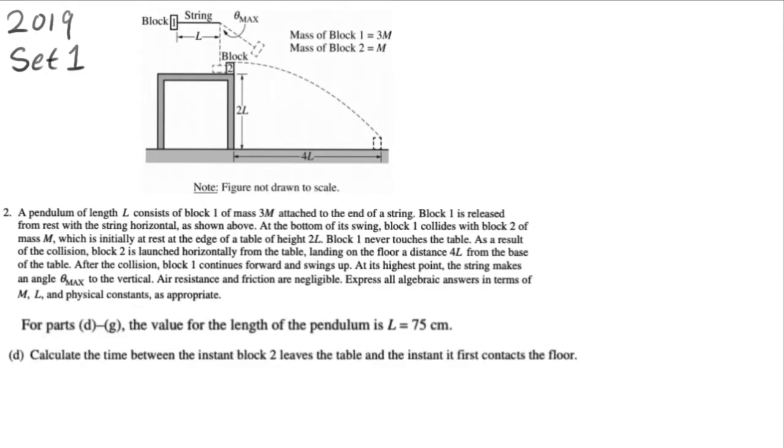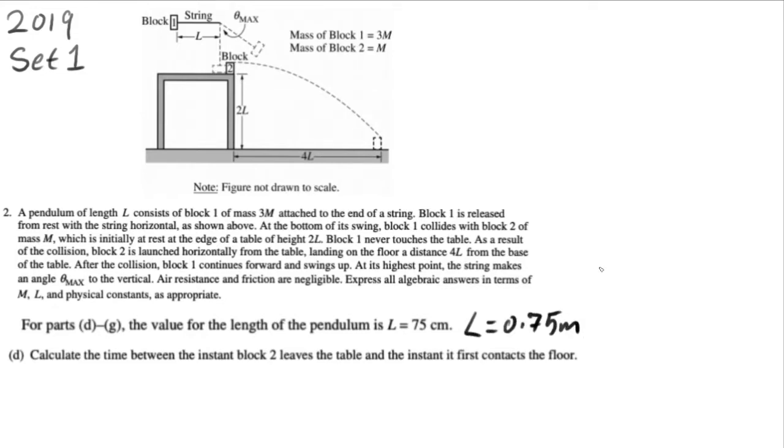Now for parts D to G, the value of the length of the pendulum is L equals 75 centimeters. So this is extra information. They're actually giving you numerical values, but they didn't give you in standard SI units. So I like to immediately convert everything I get into SI units. So 75 centimeters is equal to 0.75 meters.